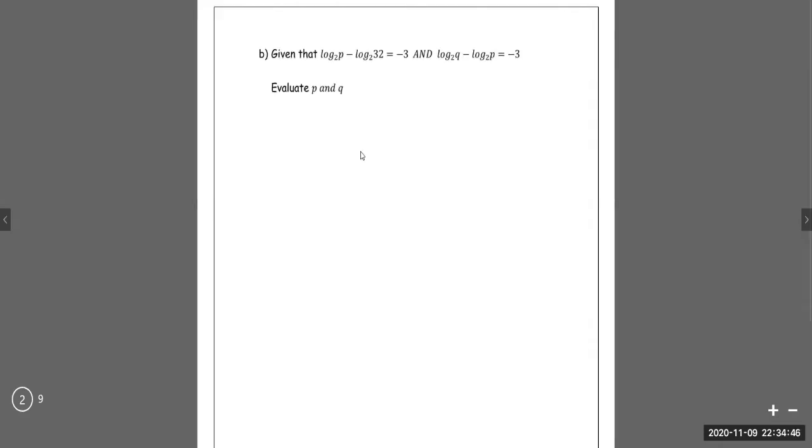So now this one says, given that log base 2 of p minus log base 2 of 32 is equal to -3, and log base 2 of q minus log base 2 of p is also -3, evaluate p and q. How do you think we can solve this?